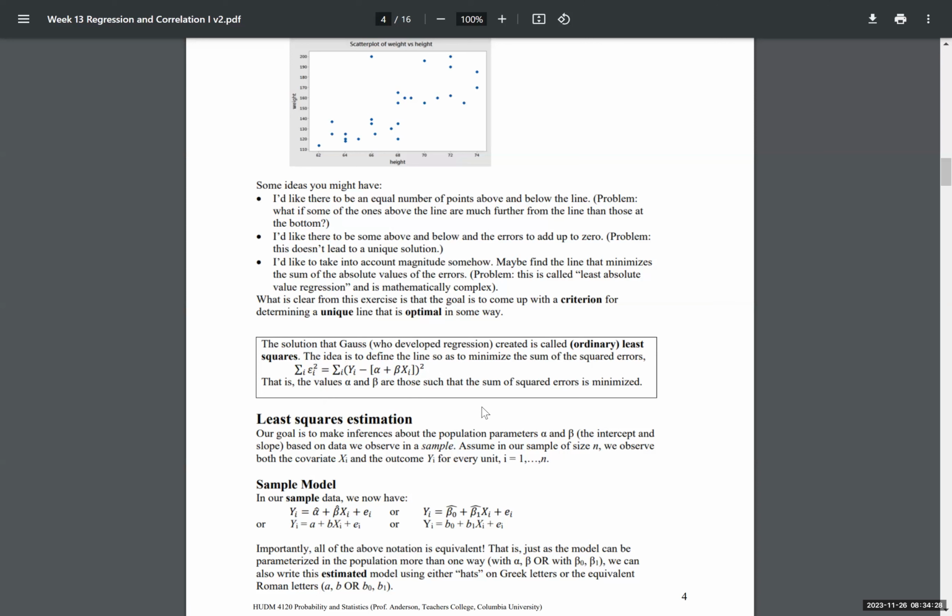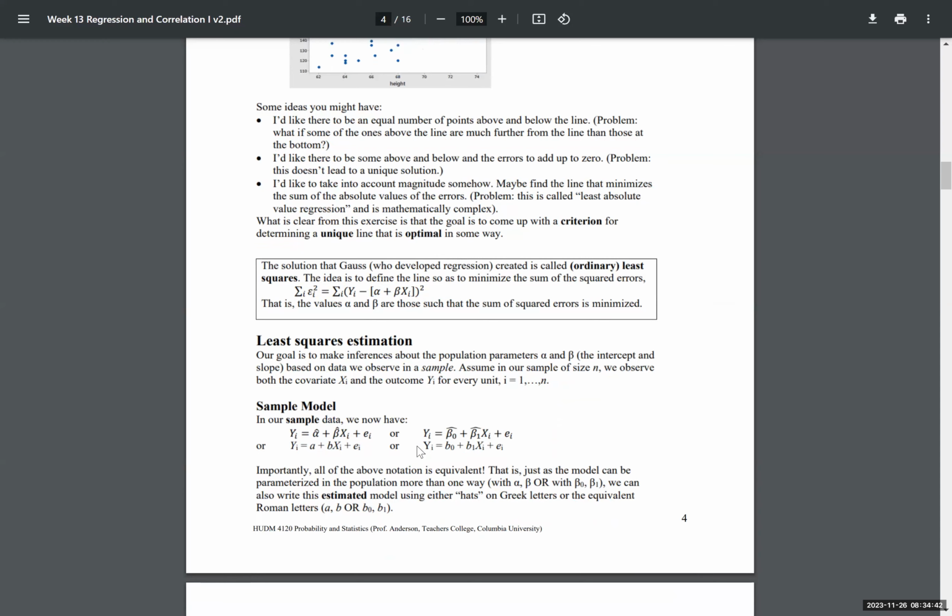So you don't need to really learn about how Gauss came up with this. There's a little bit of notes on that below. What we're going to do now is talk about what the values of alpha and beta are that give us the line of best fit. That's really our interest today.